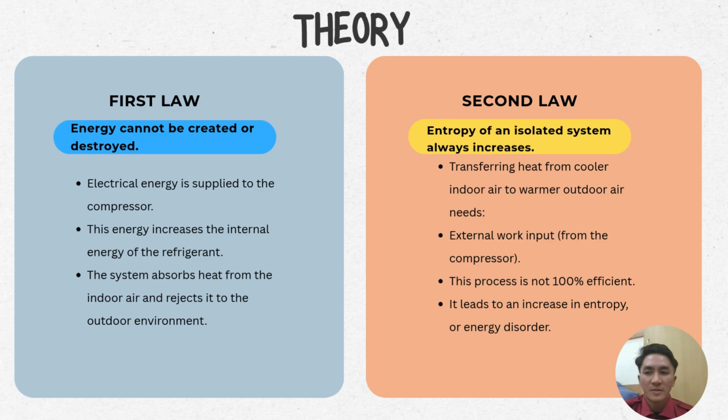The second law of thermodynamics deals with entropy, the measure of disorder in a system. It tells us that in order to move heat from a cooler indoor environment to a warmer outdoor environment, we must supply work. As a result, entropy increases. This helps explain the inherent energy losses and irreversibilities that reduce overall system efficiency.